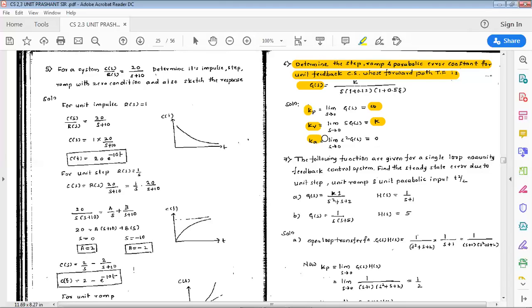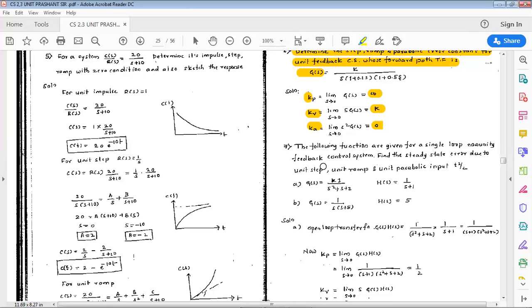The third one is the parabolic error constant, that is the acceleration error constant. We have the formula for that: limit s tends to 0 of s square into G(s). If I substitute s square and G(s) here, one term s in the numerator will appear. If I apply the limit as s tends to 0, the whole answer results in 0. Therefore, the step, ramp and parabolic error constants for the given G(s) are infinite, K and 0. So let us move on to the next numerical.